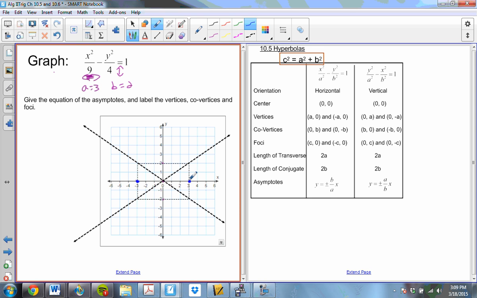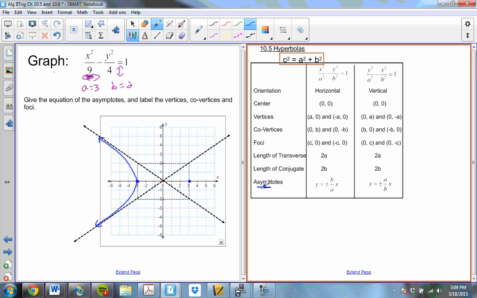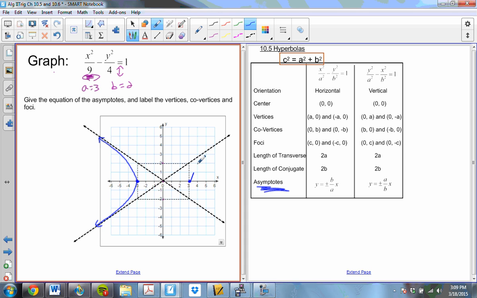And then the hyperbola curves out towards these lines, and these lines are asymptotes. That's why it says asymptotes here. They're asymptotes that the graph gets closer and closer to, but won't actually touch. And there is my hyperbola. You draw your box, connect the corners of your box, and then figure out if your hyperbola is going sideways or up and down. It's really that simple.